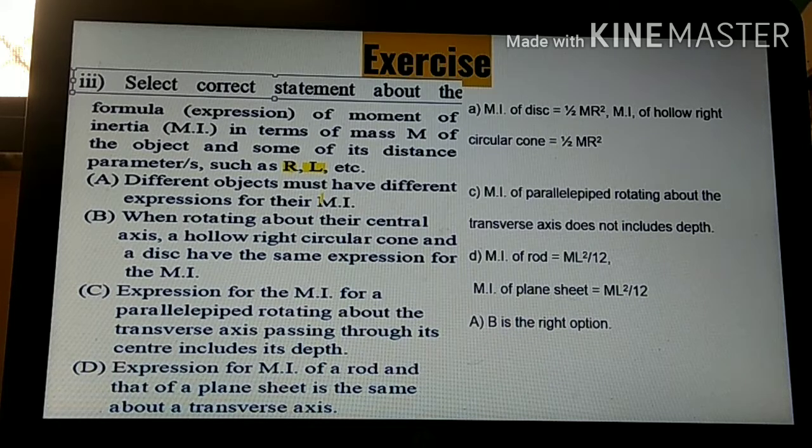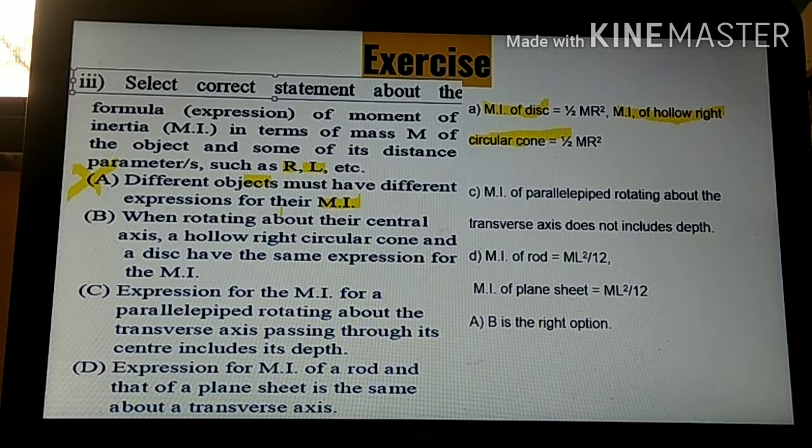What they're telling, try to understand. Different objects are having different moment of inertia. Is that so? But there are many different objects having same moment of inertia. Try to understand. Moment of inertia of a disk is half mr square. Similarly, moment of inertia of a circular cone is half mr square. Okay, so this A option is wrong.